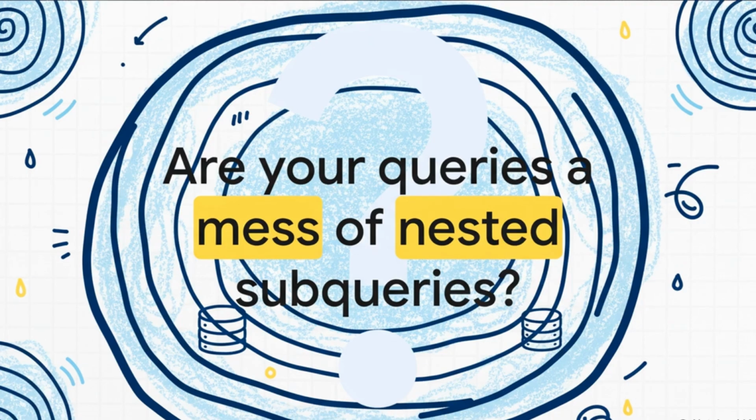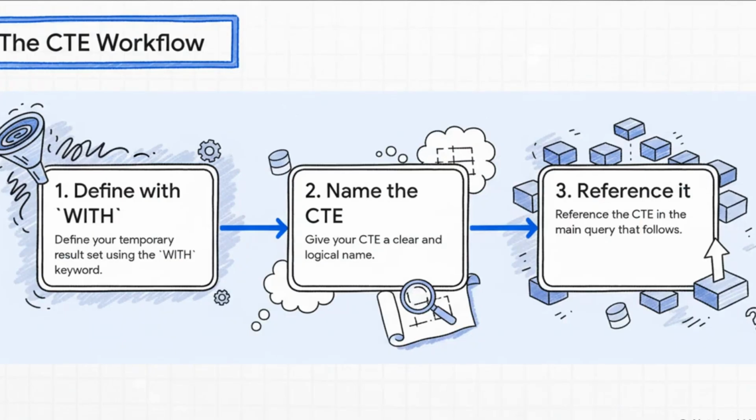So many layers, it just makes you want to cry. The beautiful solution to that mess is the Common Table Expression, or CTE, and the workflow couldn't be simpler. You start with the WITH keyword to define a little temporary result set. You give it a nice clear name, and then in your main query, you just use that name like it's any other table. It lets you build complex logic, step by step, turning chaos into something clean and readable.